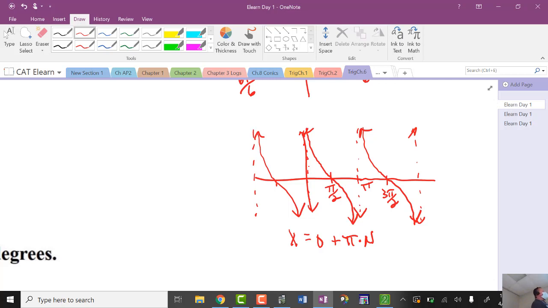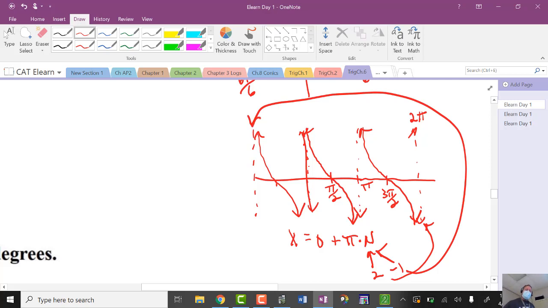That n was an integer that I could plug in to create all of these asymptotes. For instance, if I plugged in the integer 2 for n, that created this asymptote because this is located at 2 pi. If I plugged in -1 for n, then that would be this asymptote over here to the left of the y-axis. That was the point, okay?